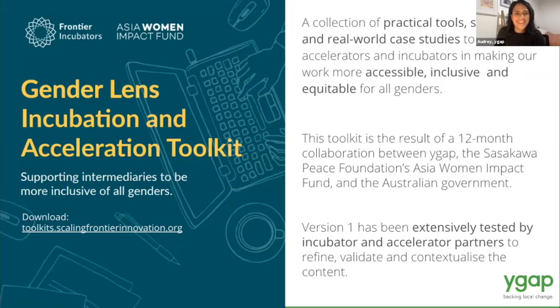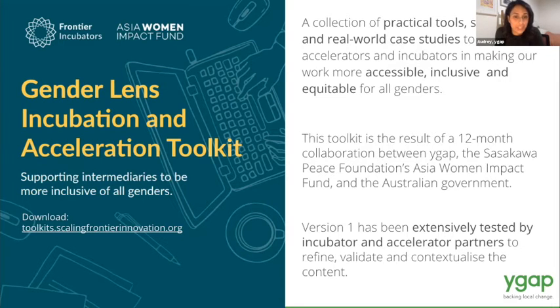We're just going to be sharing our toolkit, our complementary resource. So, just sharing my screen now. In 2019, we developed and extensively tested an interactive toolkit. It's called the Gender Lens Incubation and Acceleration Toolkit. We've got the URL there, but as Mallory just put in the chat, we will also be sharing these slides with you, and Heda's just about to send the link to this toolkit in the chat as well.